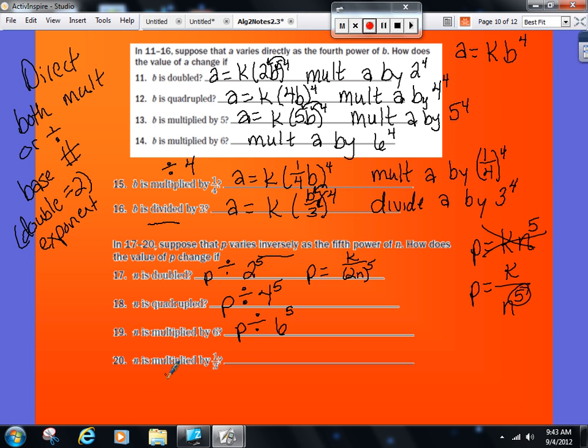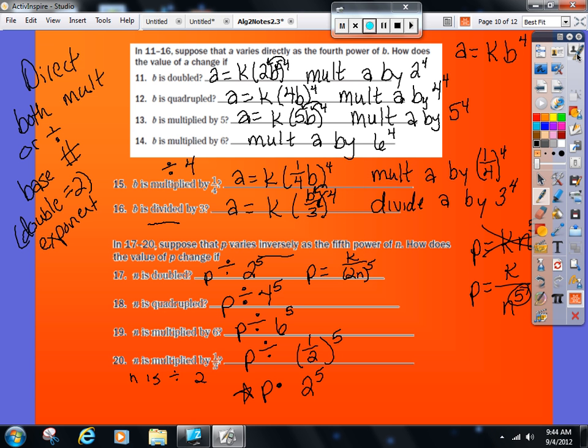If n is multiplied by 1/2, there's two ways we could do this. P could be divided by 1/2 to the fifth, you could say that. Or if you think of this as n is divided by 2, then you could say p was multiplied by 2 to the fifth. I think this way is nicer, but it's up to you.